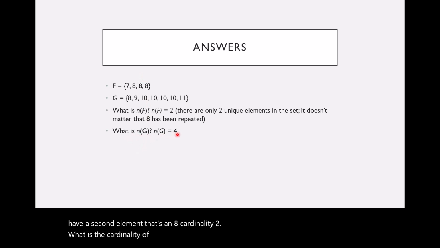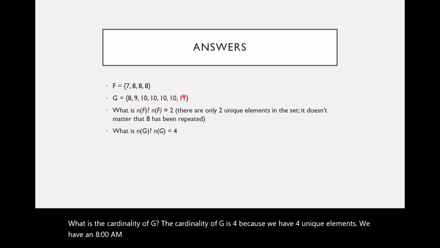The cardinality of G is 4 because we have 4 unique elements. We have an 8, a 9, a 10, and an 11. It doesn't matter the 10 has been repeated.